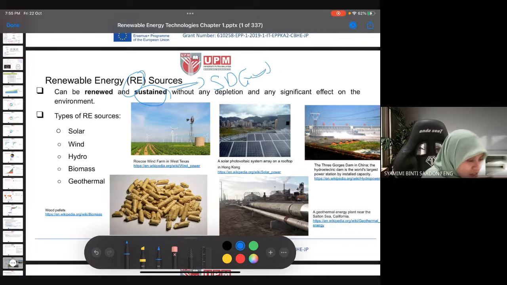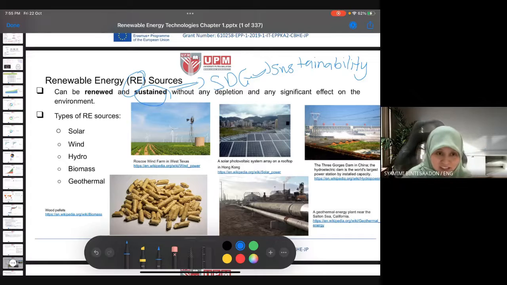We talk about sustainability. So we also want to design technology not only renewable but also can sustain. Sustainable in terms of cost, sustainable in terms of production, right? Sustainable in terms of manpower, semualah, okay? Without any depletion and any significant effect on the environment, environmental impact, sustainable.